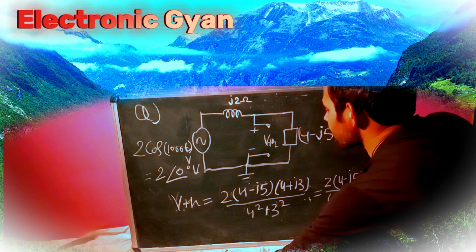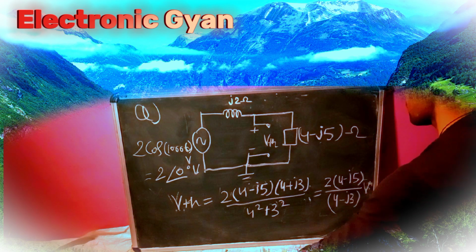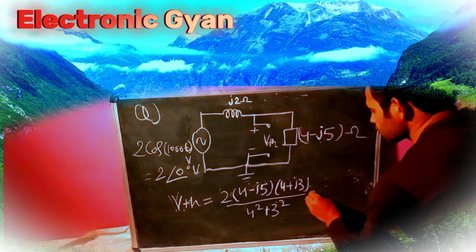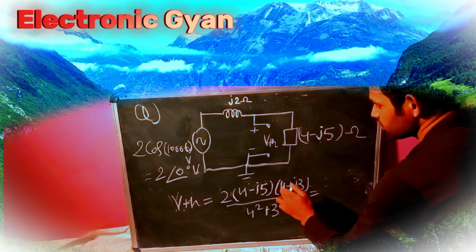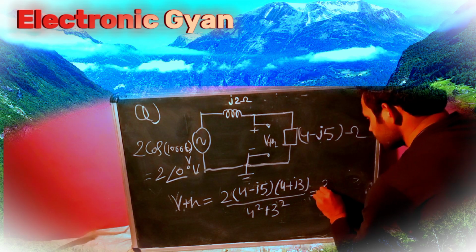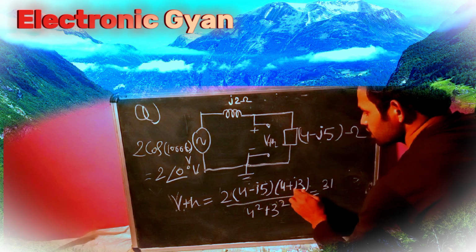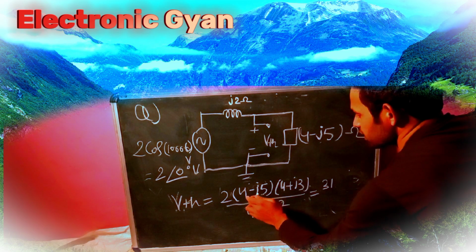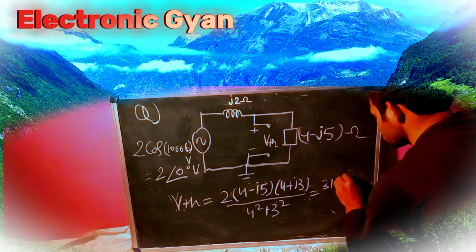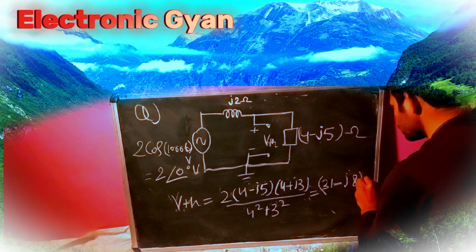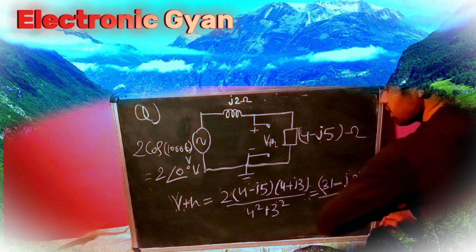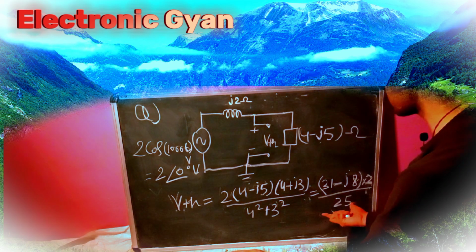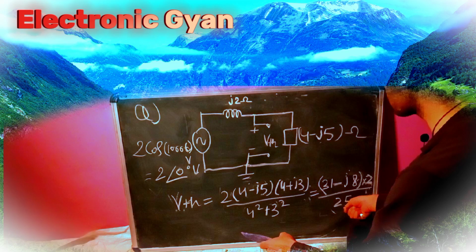Further I can write this as: 4 times 4 is 16, and 5 times 3 gives 15, so 16 plus 15 is 31. Then 20 minus 20, and plus 12 is minus 8, so minus j8. This is multiplied with 2 also, 2 divided by 25. Now VTH is equal to 31 minus j8 into 2 divided by 25.